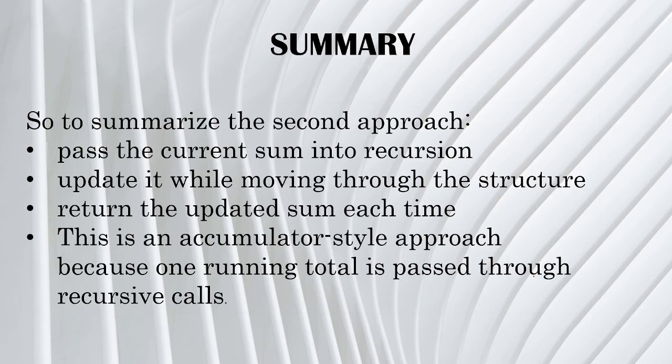So let's look at this summary of the second approach. What we do here is pass the current sum into recursion, right? Update it while moving through the structure. We keep on updating it as the recursion goes on. Return the updated sum each time, right? Every time the updated sum. So this is an accumulator style approach because one running total is passed through recursive calls. So those are both the methods.